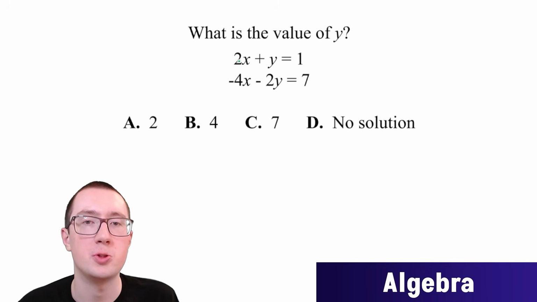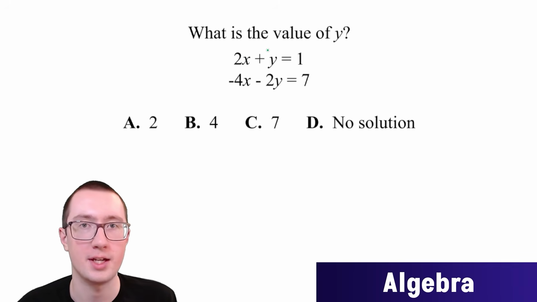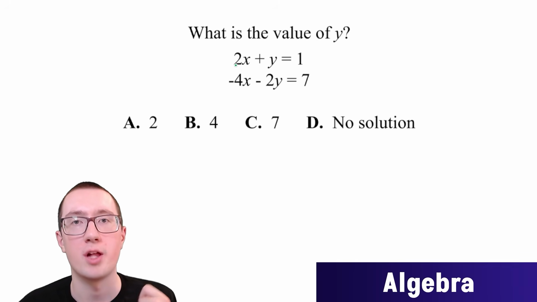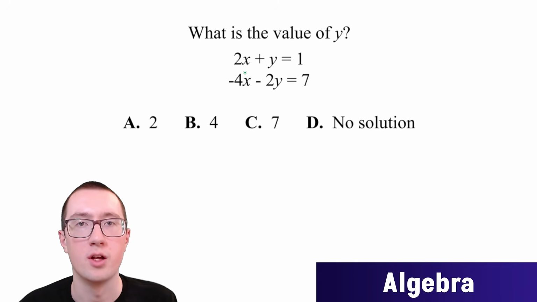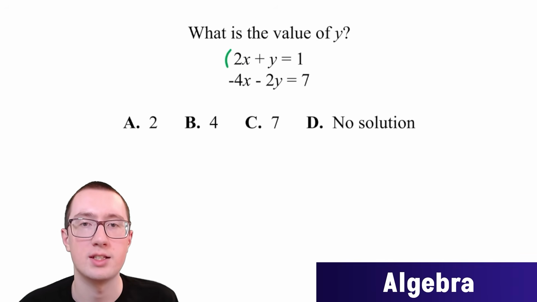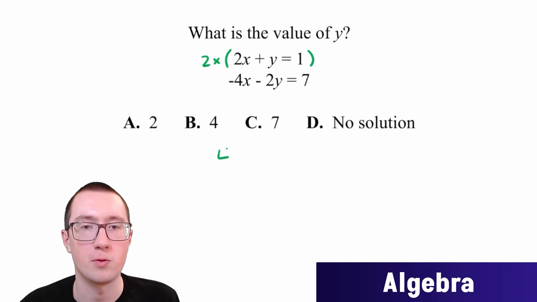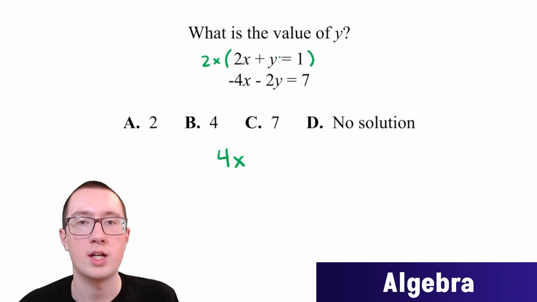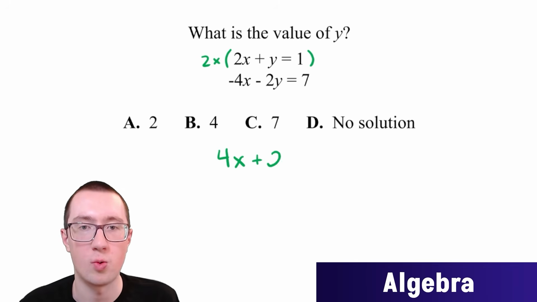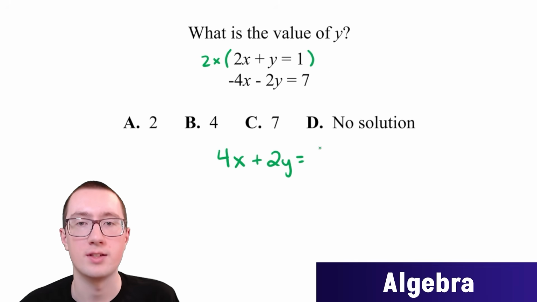So how do we get from a 2x to a 4x using multiplication? Well, we have to multiply by 2 because 2 times 2 is 4. But we can't just multiply this number by 2. We have to do it on both sides of the equation. So I'm going to multiply this entire equation by 2, and we'll see what happens. So 2 times 2x is 4x. 2 times y is 2y, and 2 times 1 is 2.